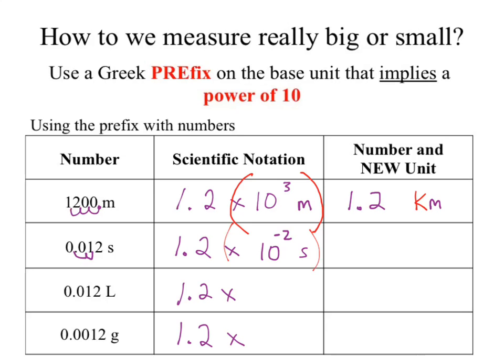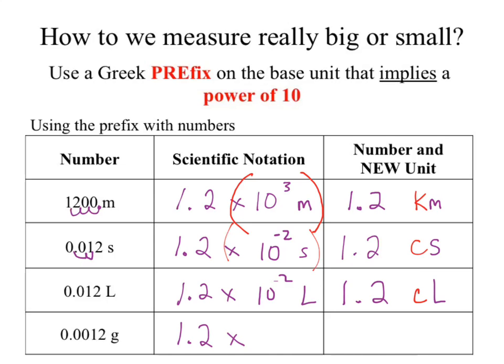When we translate across, what do we have? 1.2. Our prefix is centi, followed by our seconds. Kind of makes sense? Okay, what happens with the next one? I wasn't very creative on that one. We get our centi. It doesn't have to sound right. That's what it is.